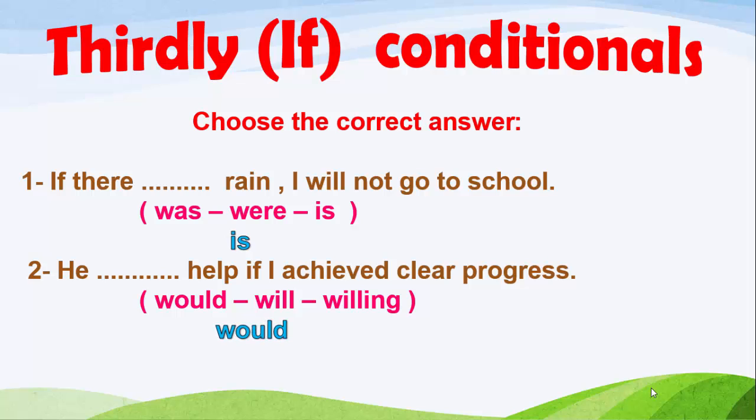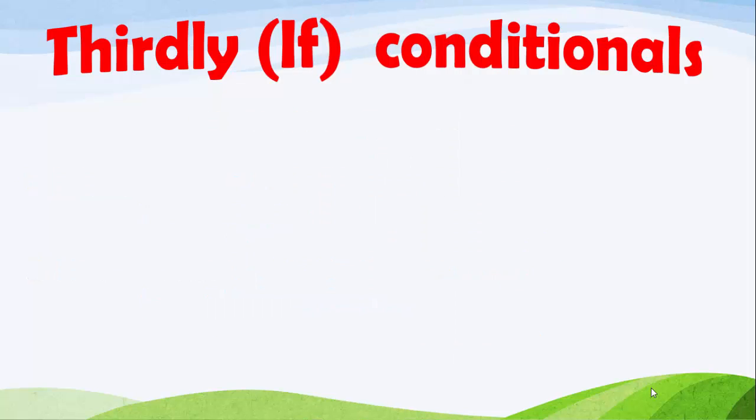He would help if I achieved clear progress. I have chosen would because this hypothetical sentence is in the second case, and I have known that the sentence is in the second case from the verb achieved. The verb achieved is in the past simple. So when I have a verb in past simple, the second sentence must be used with would. Choose the correct answer.